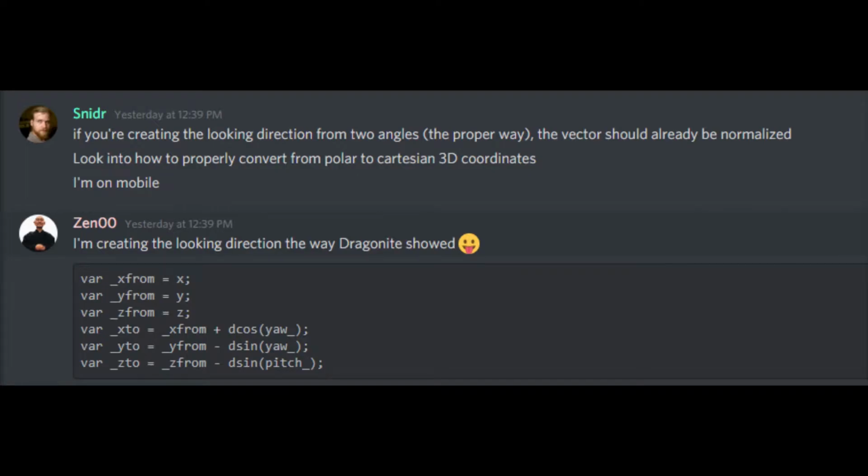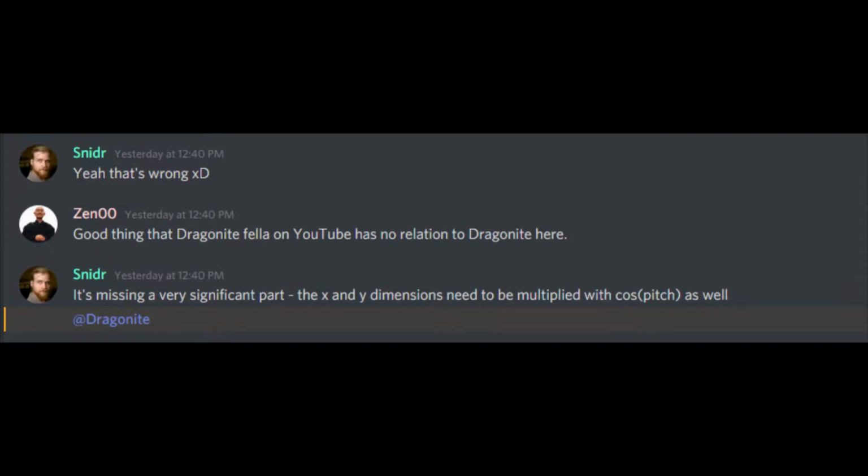If you're creating the looking direction from two angles the proper way, the vector should already be normalized. Look into how to properly convert from polar to Cartesian 3D coordinates. I'm on mobile. I'm creating the looking direction the way Dragonite showed. Yeah, that's wrong. Good thing that Dragonite fella on YouTube has no relation to the Dragonite here. It's missing a very significant part.